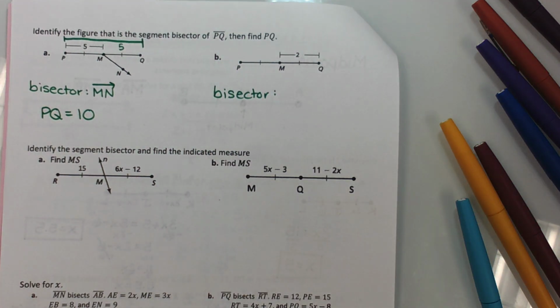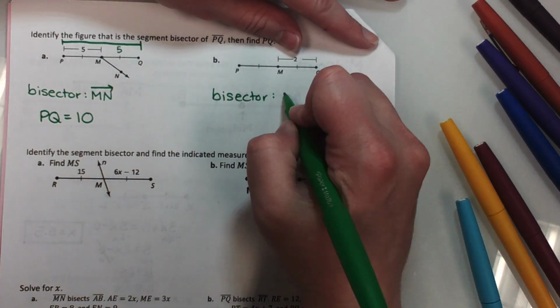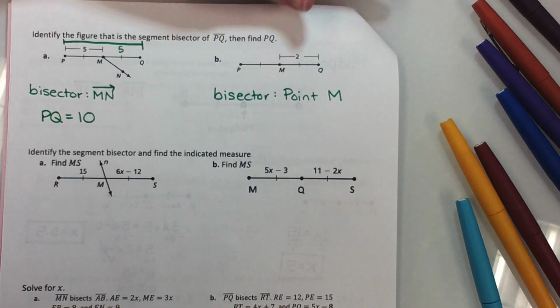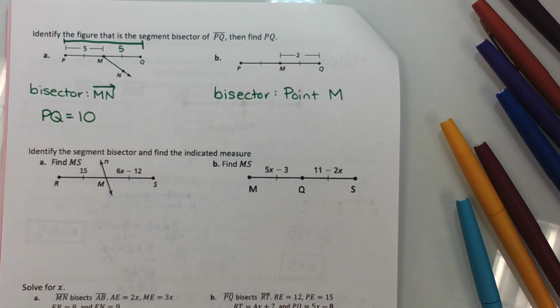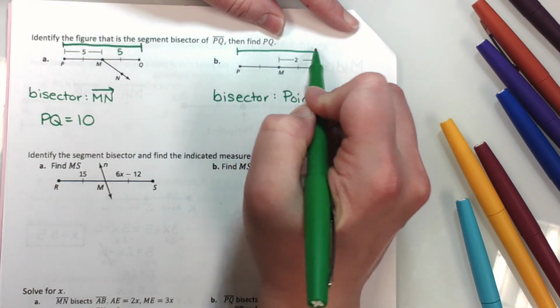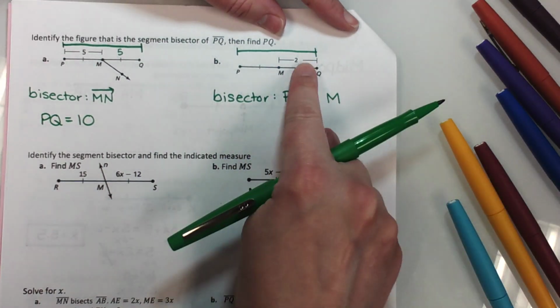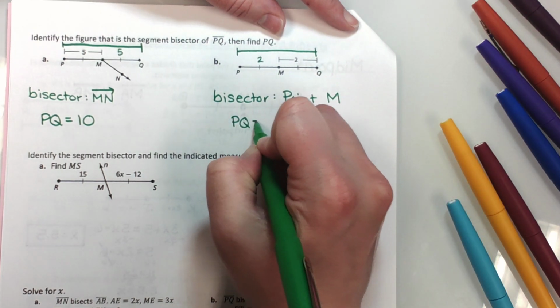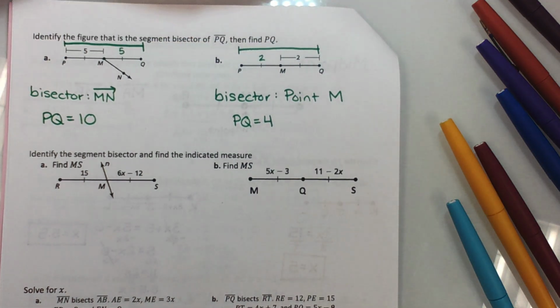Okay, next one. Segment bisector, the thing hitting the midpoint. There's nothing drawn there. A point can be a segment bisector. So just the point M. If nothing is going through that middle point, it is just the point itself. Okay, it also wants PQ. There's P, there's Q, goes all the way across. That part's 2, that part's 2. PQ is 4, because it's 2 plus 2.